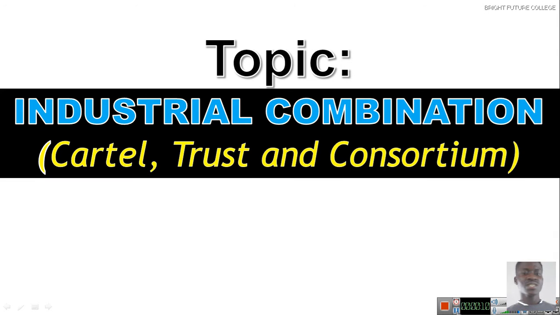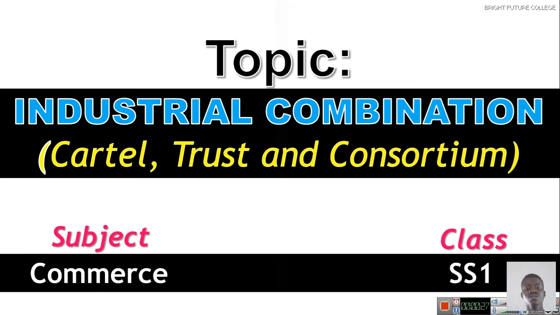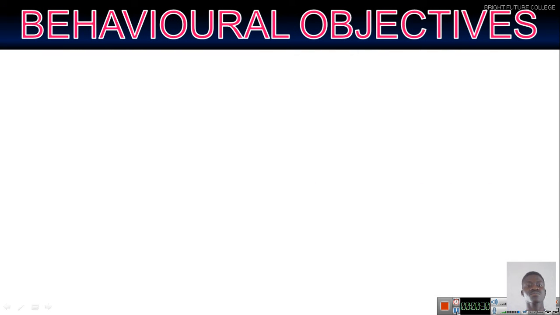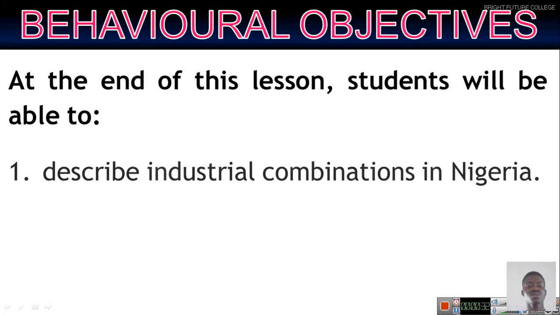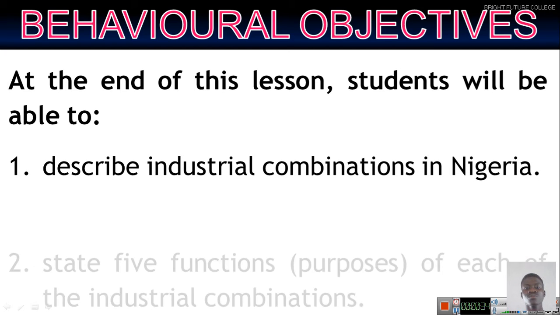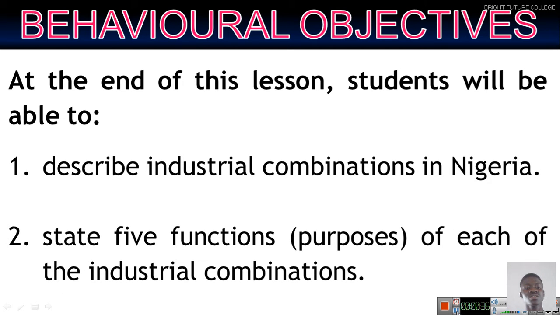What we'll be looking at today is industrial combination, where we have cartel, trust, and consortium. Along the line, we also get to know what a parent industry is, parent companies, and the subsidiaries. At the end of this lesson, you should be able to describe industrial combinations in Nigeria, and also state 5 functions or purposes of each of the industrial combinations that we have.